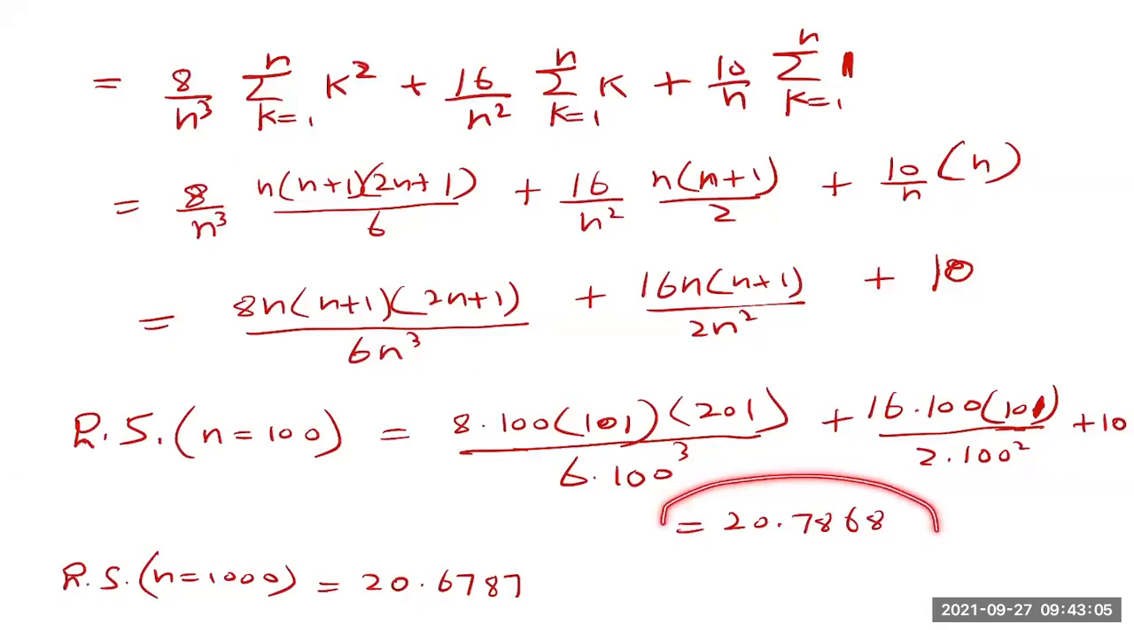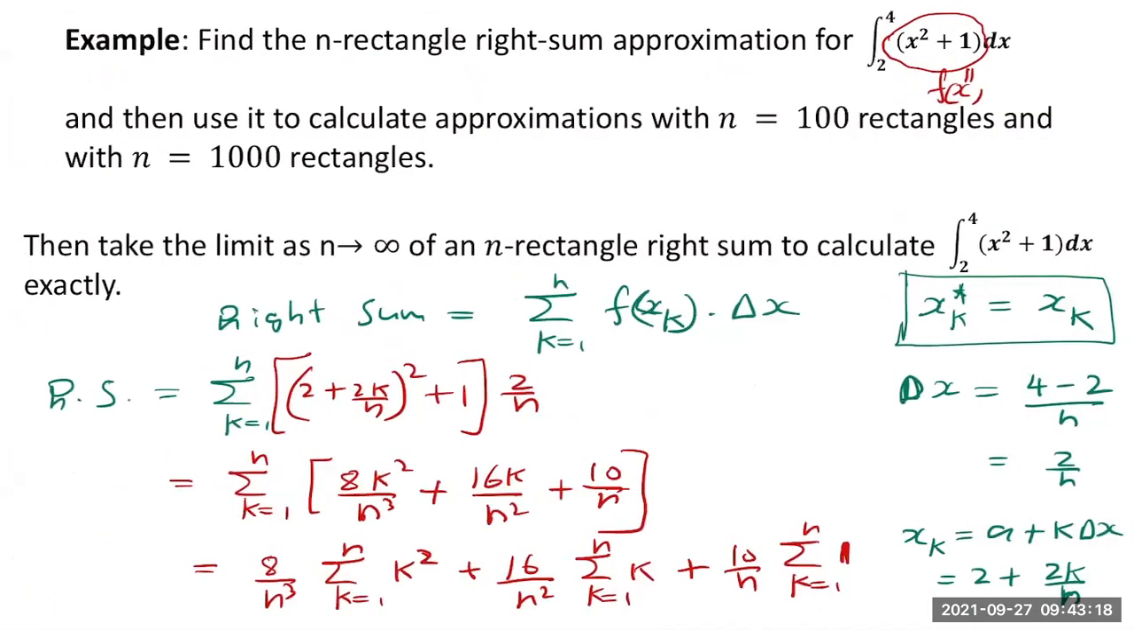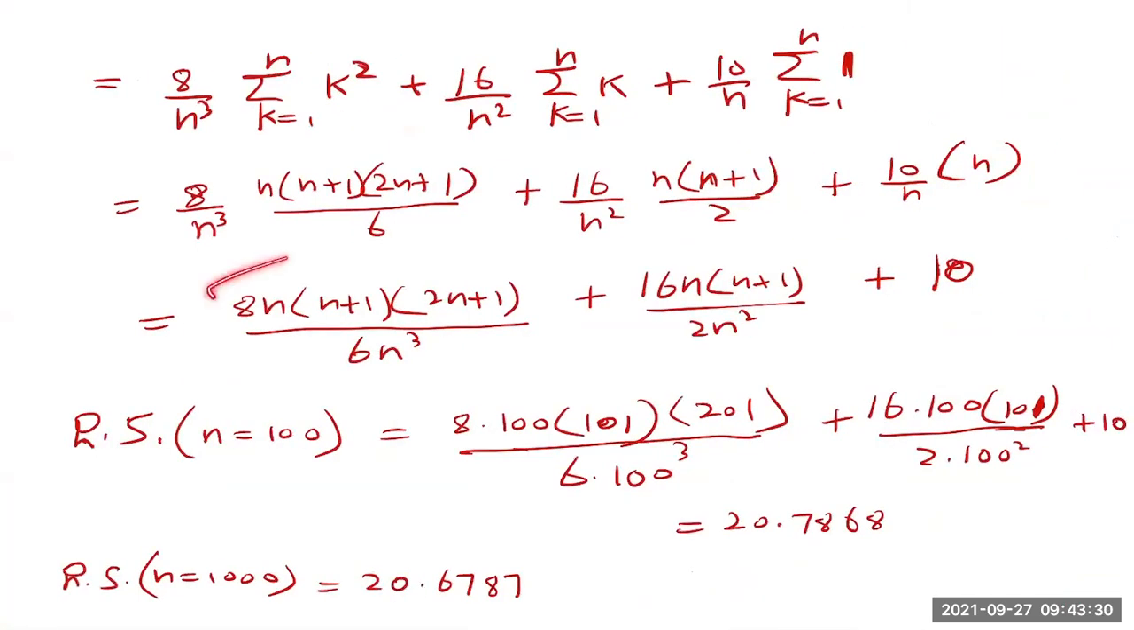Okay, this is the right sum with 100 rectangles. And if you similarly compute the right sum with 1000 rectangles, you will get 20.6787. Okay, so that gives you the answers. And then finally, we are asked to take the limit as n approaches infinity of the n-rectangle right sum to calculate this integral. Okay, so this is the right sum formula.